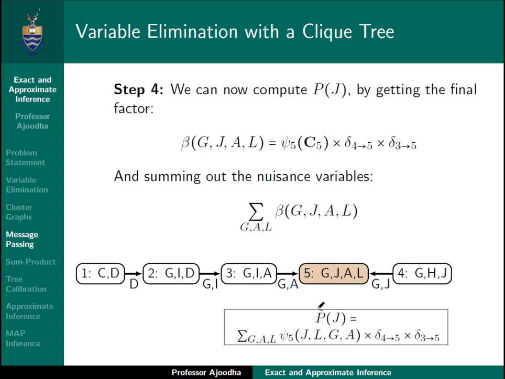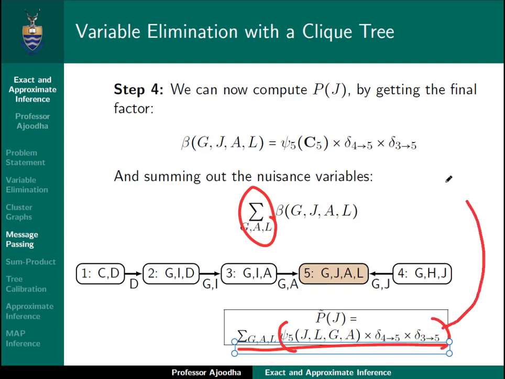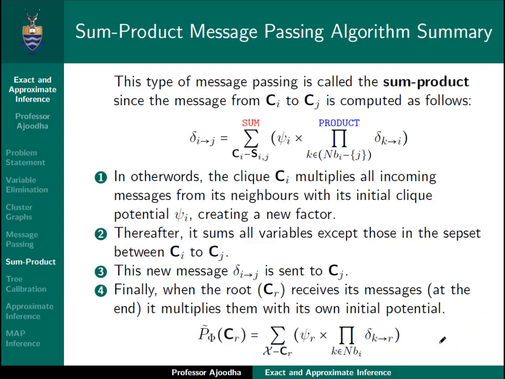To make this a bit more clear, we're going to get an unnormalized function. Why? Because of these messages here, it's going to make it unnormalized. And from the unnormalized potential, it's just going to be the summation, which is this here, over G, A, and L, and then the product of these two, which is from here. So this summarizes what I've just shown you.